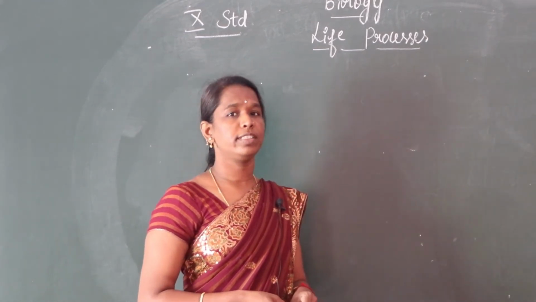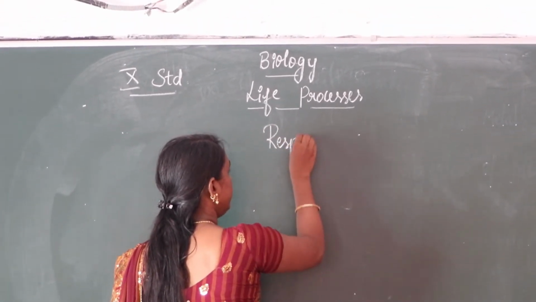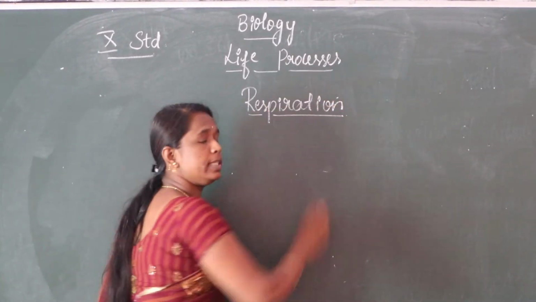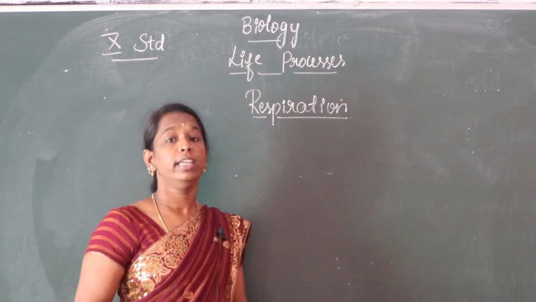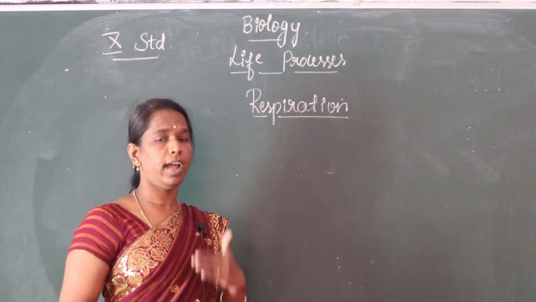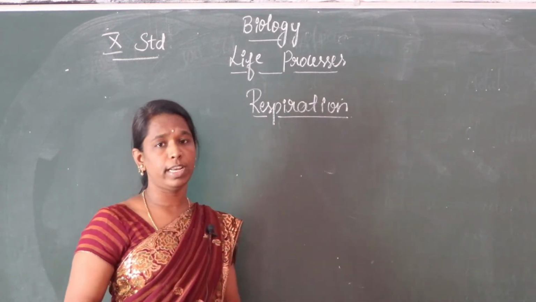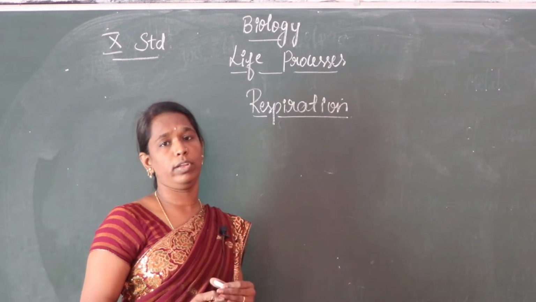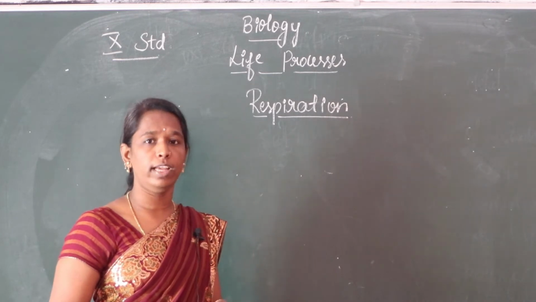Children, today we have to discuss respiration. You know the definition of respiration. Respiration is a process of taking oxygen and giving out carbon dioxide in human beings. Compared to this, plants take carbon dioxide and give out oxygen. In human beings, during respiration, the glucose molecule, that is, the 6-carbon glucose molecule, is converted into a 3-carbon molecule. That is called pyruvate.